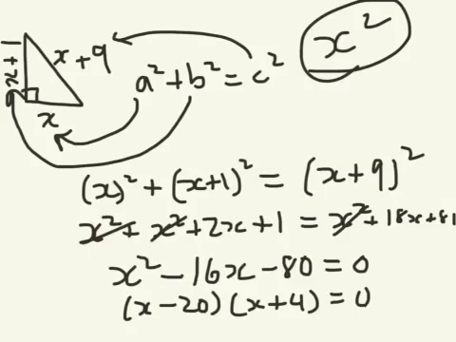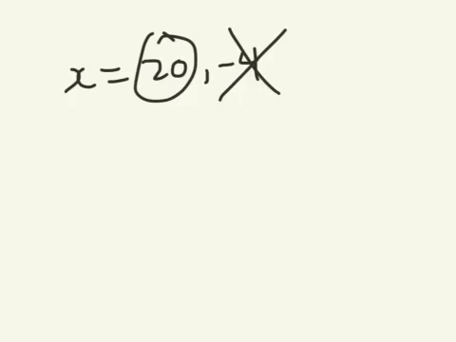And I'm going to have to go over to the next page, but x is equal to 20 and negative 4. But one of these doesn't work. Which one is it? You got it. Negative 4. It doesn't work. We dismiss it. And why do we dismiss it? Because we can't have a negative length. So now I found my answer. x is equal to 20.